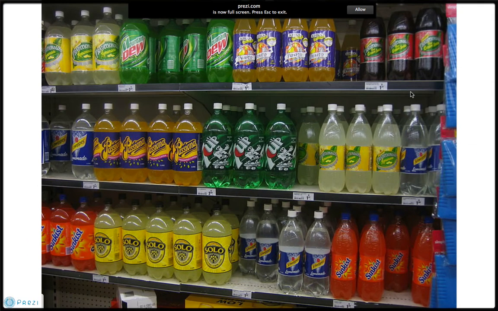Now let's think about it. We talked about what goods and services were earlier. These bottles of soda, are they goods or services? Think about that.